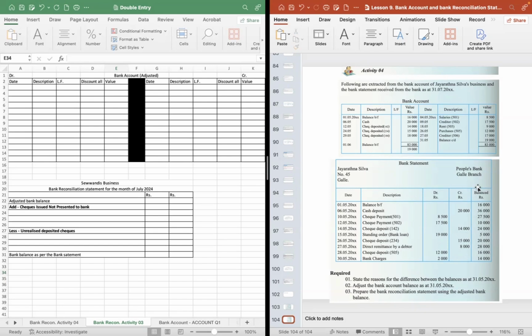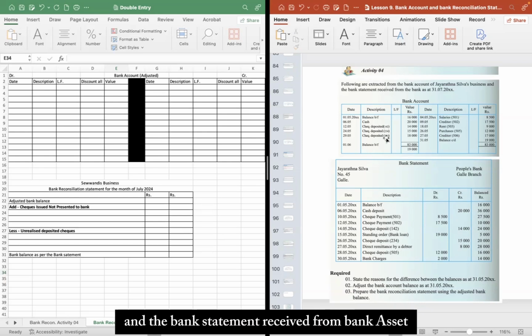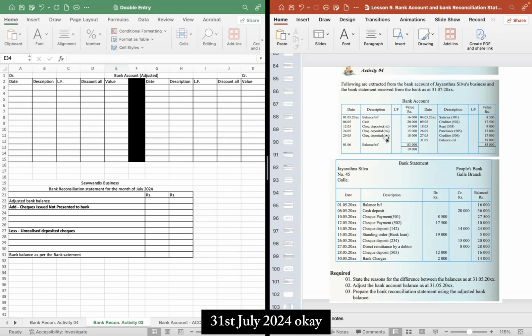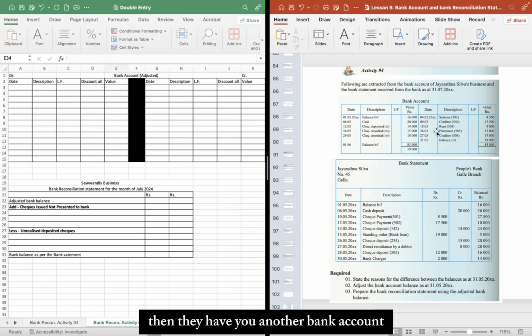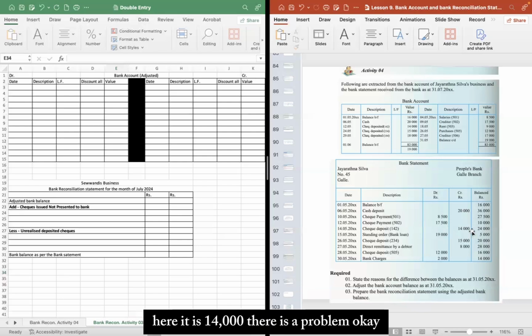So let me read you this question. Okay. Following are extracts from the bank account of Jayanta Silva's business and the bank statement received from the bank as at 31st July 2024. Then they have given you the bank account. So now here, as I said earlier, the important thing is the balance carried down is 19,000 here, and here it is 14,000. There is a problem.